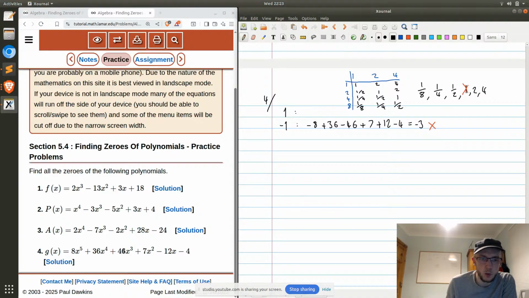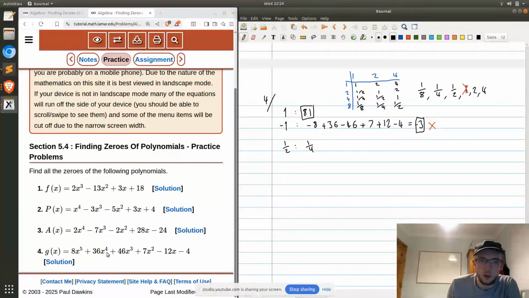So here we go. 8 plus 36 plus 46. That makes 90, and then 97, and then 97 minus 12 is 85, and 85 minus 4 is 81. So, because this is 81, and this is negative 3, there must be a root in between here. That's kind of garbage, though, because now I have to test these three. Just get on with it. Okay, so I'm going to put inside a half.